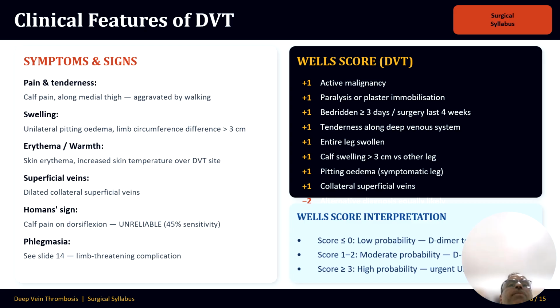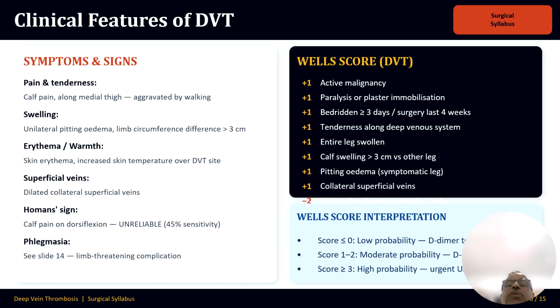Now, what are the clinical features of deep vein thrombosis? Pain and tenderness, calf pain along the medial thigh, which is aggravated by walking, is a classical description of how a patient presents. So most of the patients would come to you with a swelling, which is unilateral, pitting edema, and the limb circumference difference would be more than 3 centimeters.